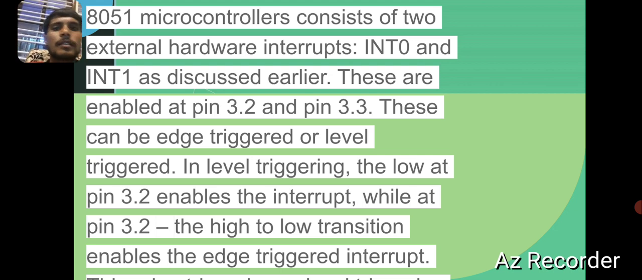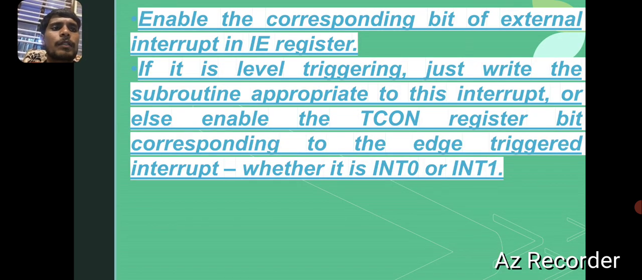The other one is level triggering. Enable the corresponding bit of external input in the interrupt enable register. If it is level triggering, just write the subroutine appropriate to this input, or else enable the TCON register bit corresponding to the edge triggering input, whether it is INT 0 or INT 1.